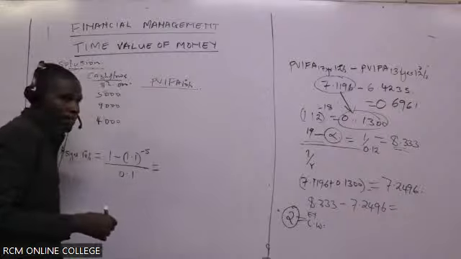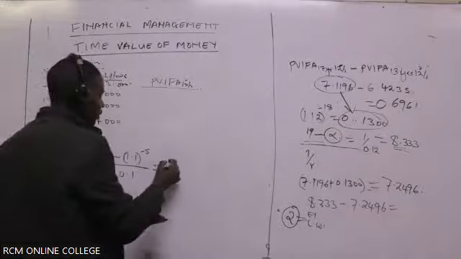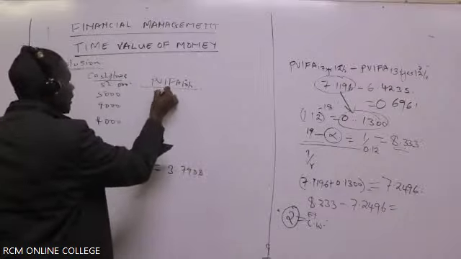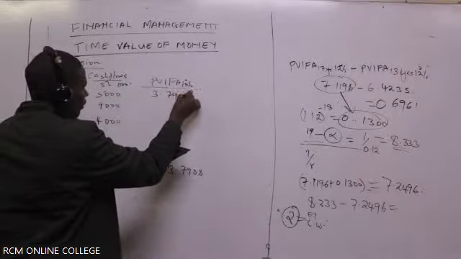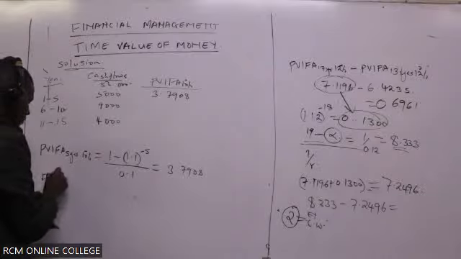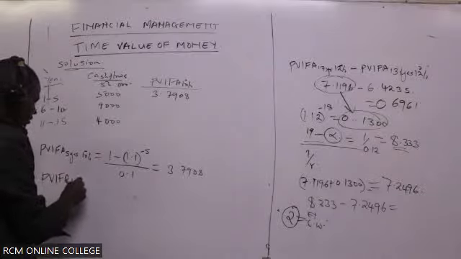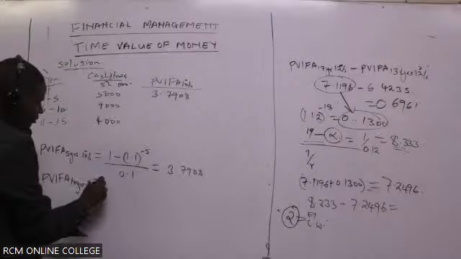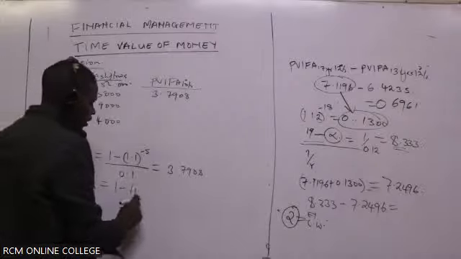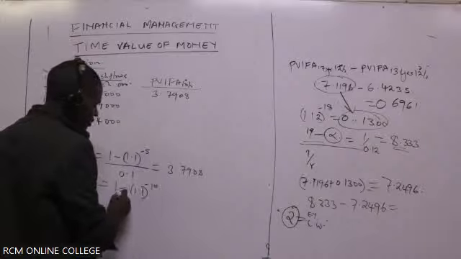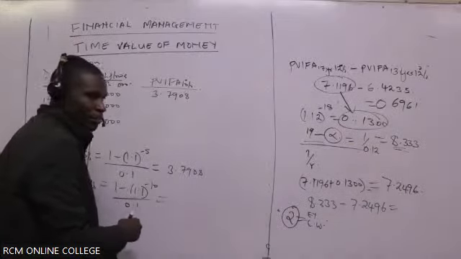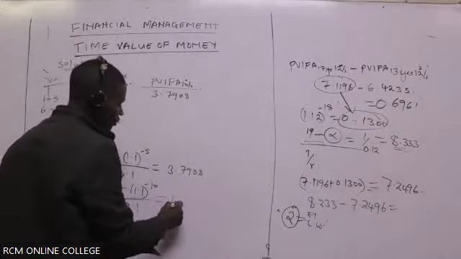What was it? 3.7908. That's good, that is direct. Then we look at PV for 10 years, 10%. That will be 1 minus 1.1 raised to power negative 10 divided by 0.1. PV for 10 years, what do you get? 6.1446.